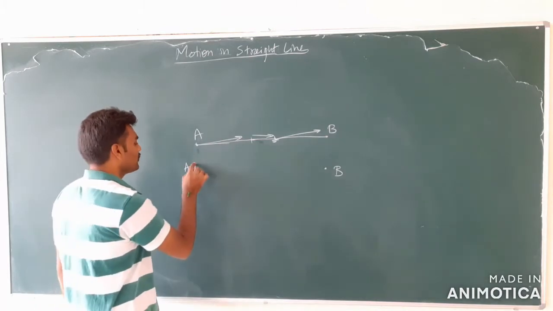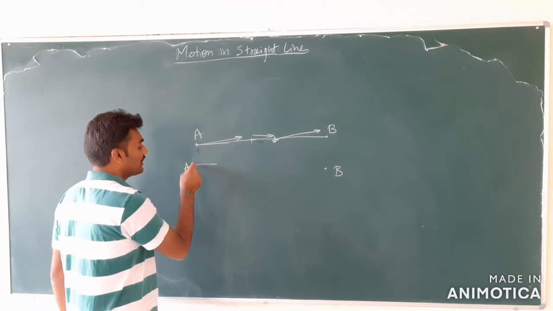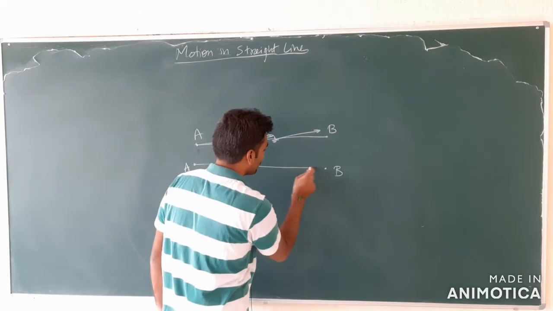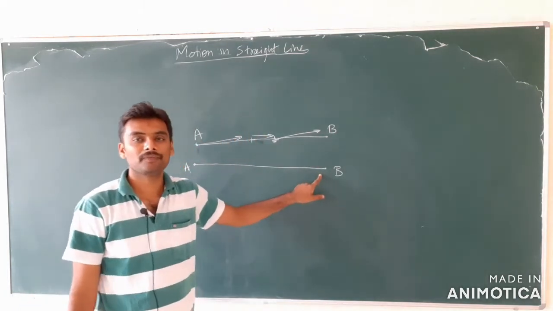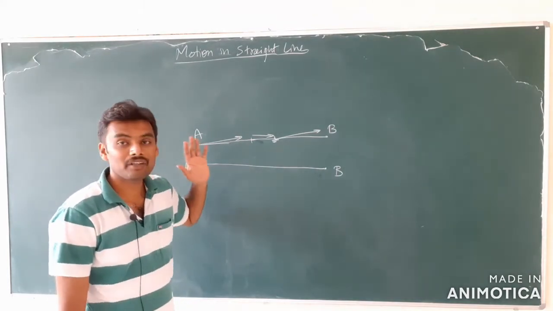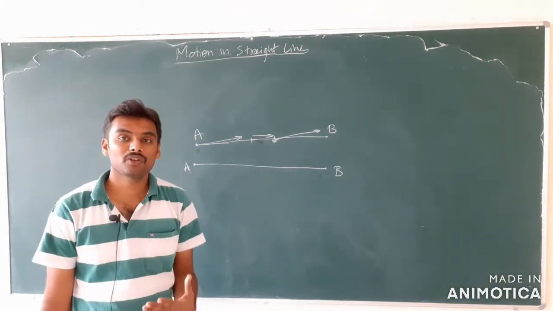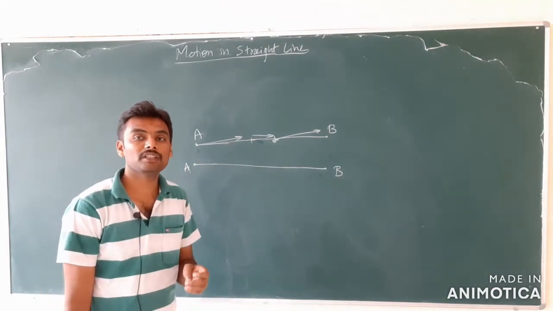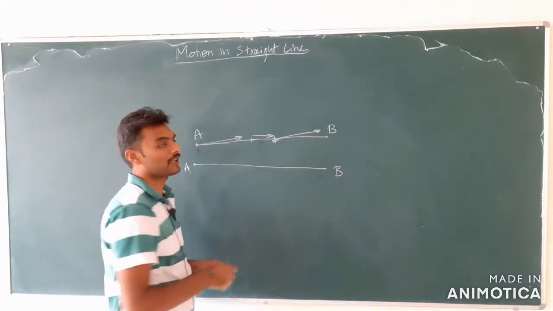Now some other body again starts from A and ends its motion at B. This time it goes with the same speed with which it starts from A. It starts from A with a certain speed, and it maintains the same speed throughout the journey and comes to the point B. Now, if you take the average velocities for both the motions, the average velocity for both the motions appears to be equal. What is average velocity? Total displacement by total time taken.